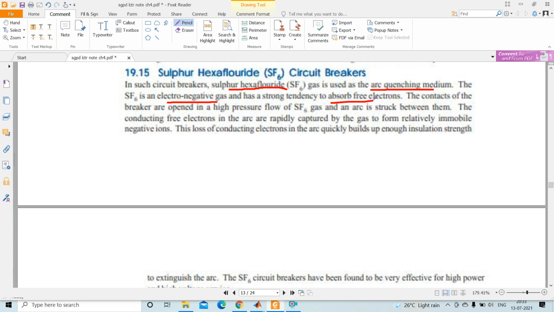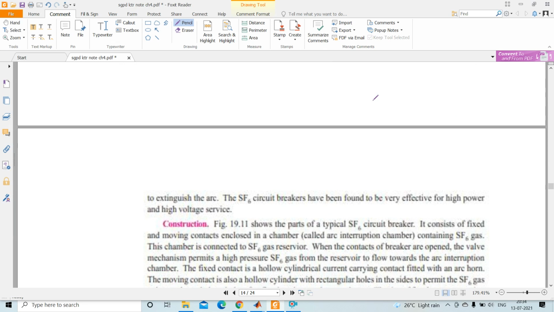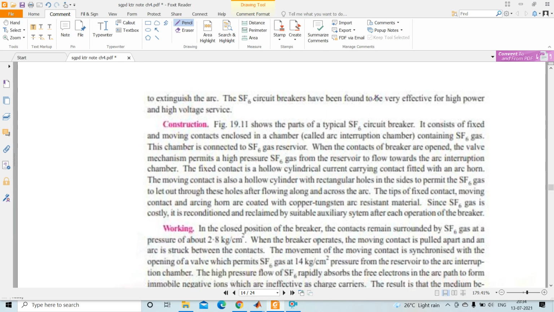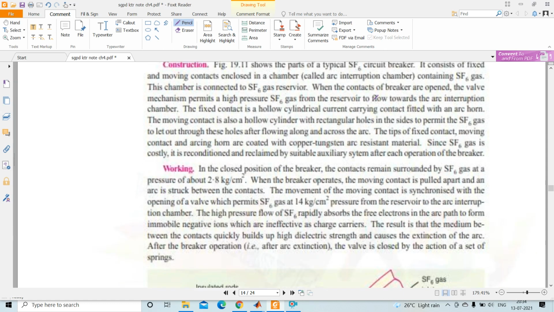So the contacts of the breaker are opened in a high pressure flow of SF6 gas and an arc is struck between them. The conducting free electrons in the arc are rapidly captured by the gas to form relatively immobile negative ions. This loss of conducting electrons in the arc quickly builds up enough insulation strength to extinguish the arc. So the SF6 circuit breakers have been found to be very effective for higher power and high voltage service.